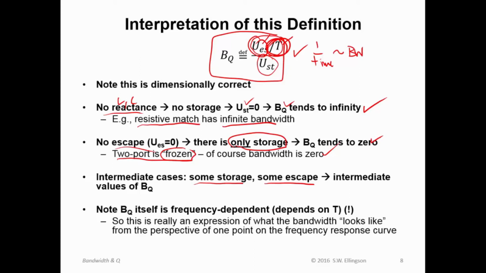So this is really an expression of what the bandwidth looks like from the perspective of one point on a frequency response curve, right? I can have a magnitude of frequency response that looks like this, and I can define B sub q at one point, and it says something about what the bandwidth is, but only at that point. And if I go to some other point, in principle, I'd get a different value of B sub q.